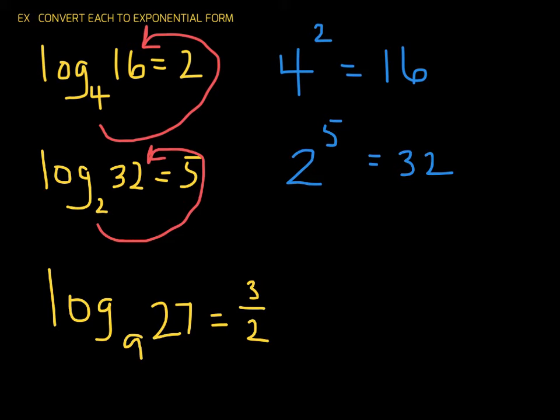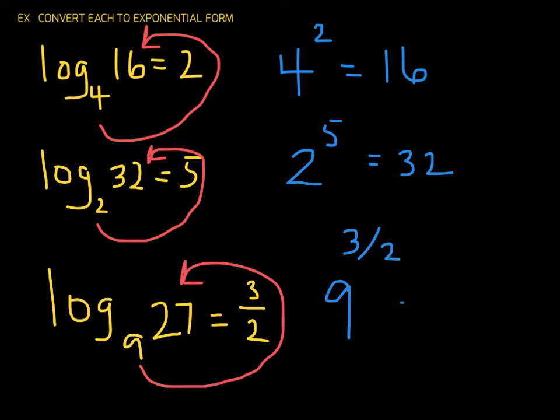Log base 9 of 27 is 3/2. Can you pause the video and give this one a shot? All right. So if I do my little scorpion tail here, it'll look like this, right? So then this will be base 9 raised to the power of 3/2 gives me 27. All right, good job, everybody.